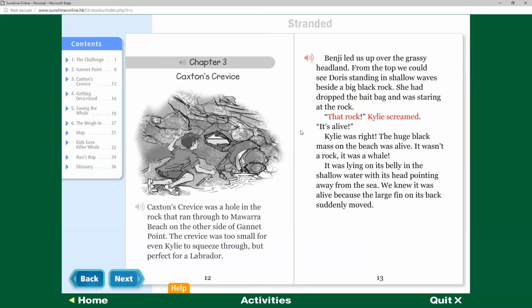"That rock!" Kylie screamed. "It's alive!" Kylie was right. The huge black mass on the beach was alive. It wasn't a rock. It was a whale. It was lying on its belly in the shallow water with its head pointing away from the sea. We knew it was alive because the large fin on its back suddenly moved.